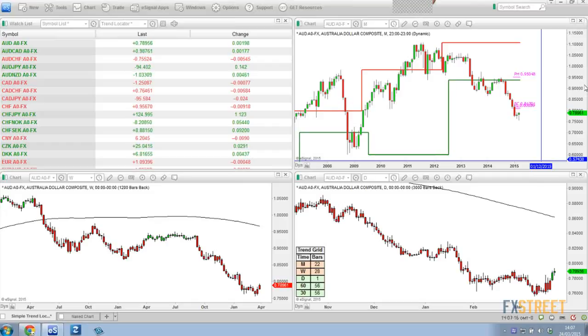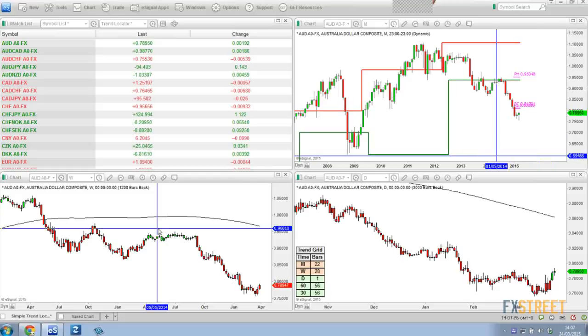The moving averages, I keep it very simple. I don't tend to play around with things too much. So I use the 200 simple moving average on both the weekly and the daily time frame.